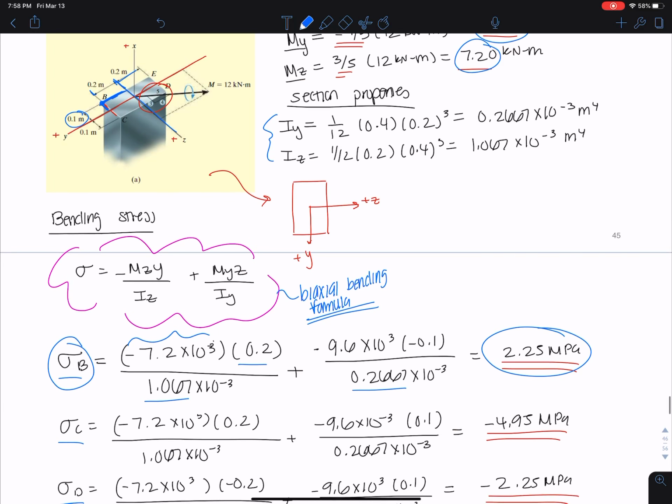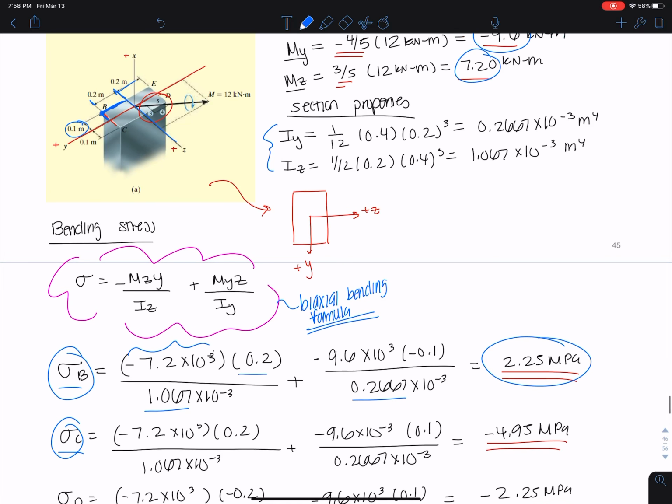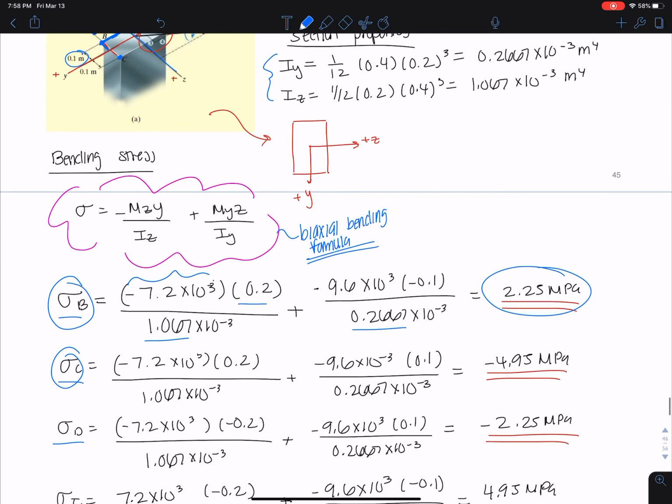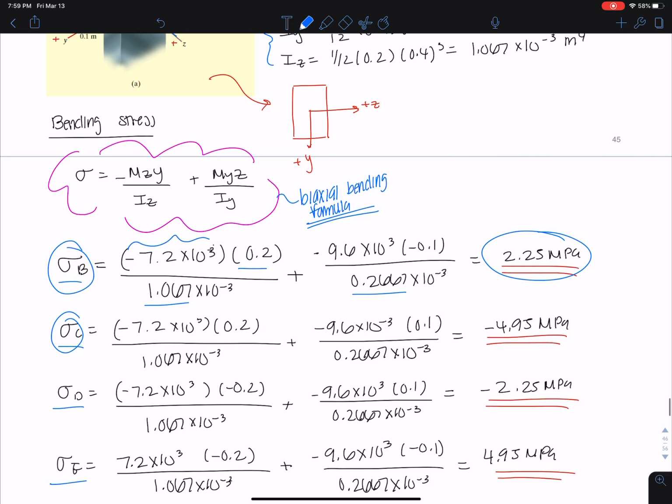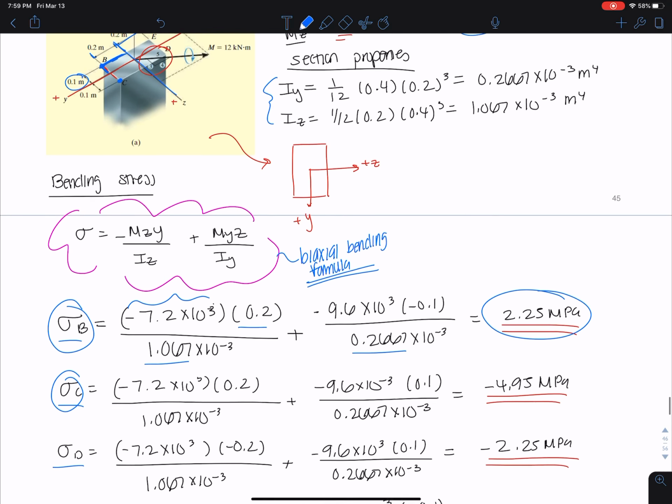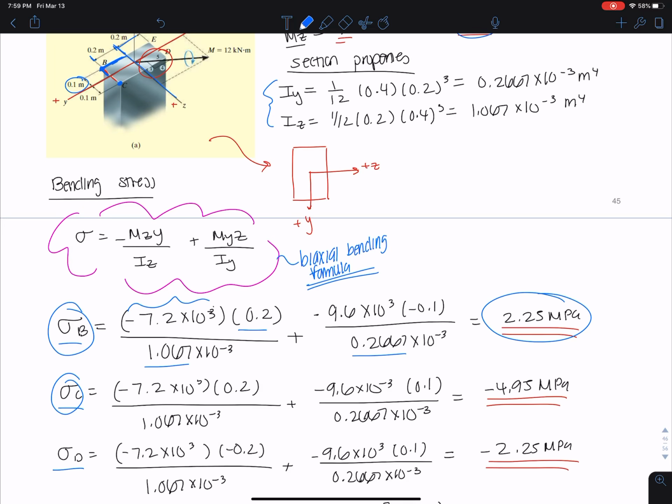Okay, we'll do one more. So sigma C. Sigma at C, where's my C? Here it is, this corner right here. Okay, again, the big changes that you're gonna see here are primarily just with the location that you're measuring from.